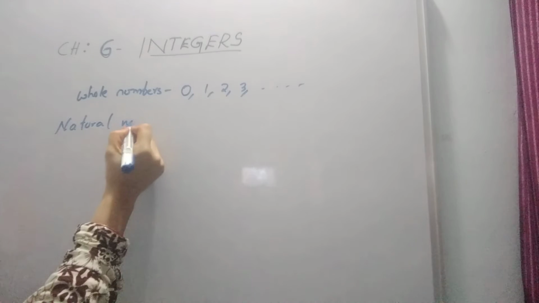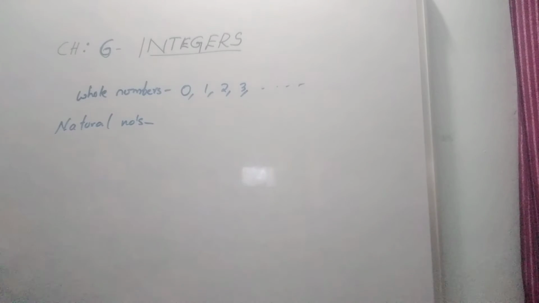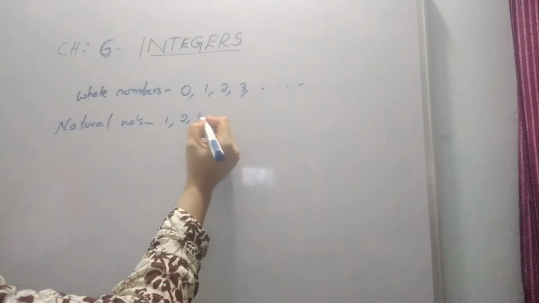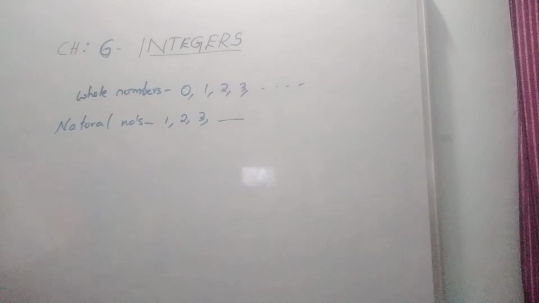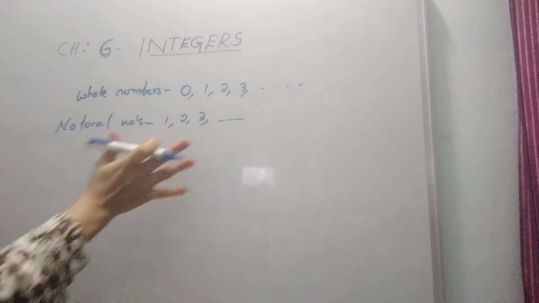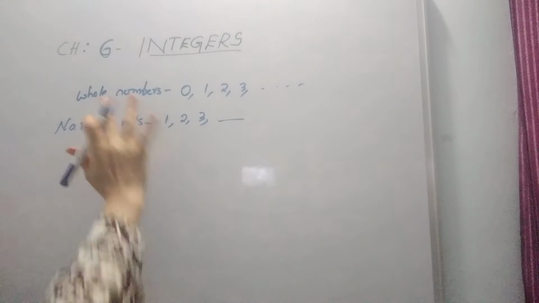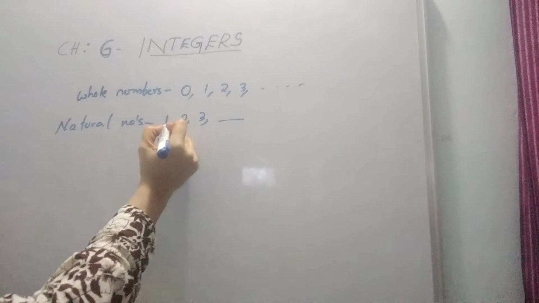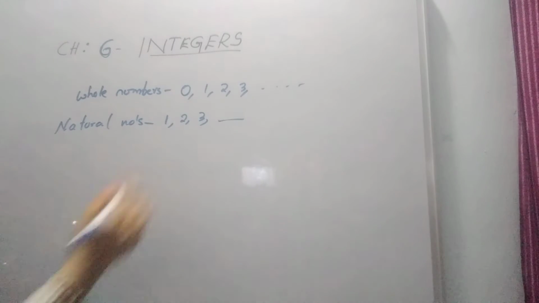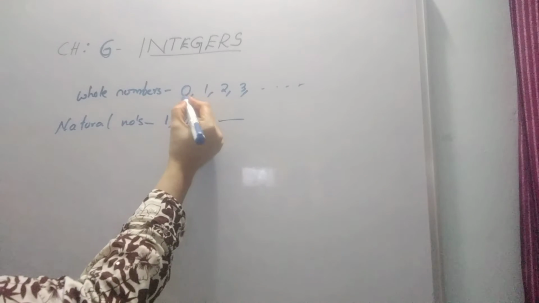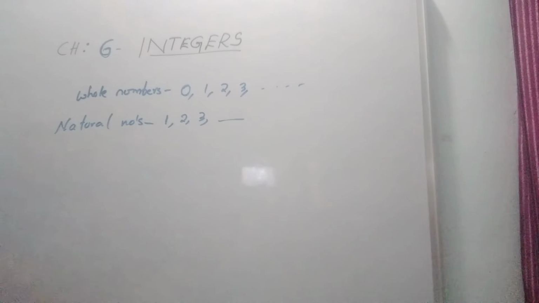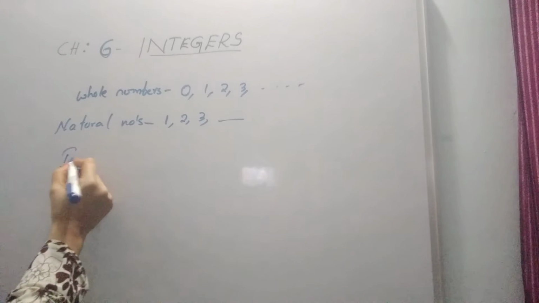What about natural numbers? Which numbers are natural numbers? 1, 2, 3, and so on. These numbers are natural numbers. Natural numbers start from 1 and whole numbers start from 0. Okay, right. Now coming to our point, integers.